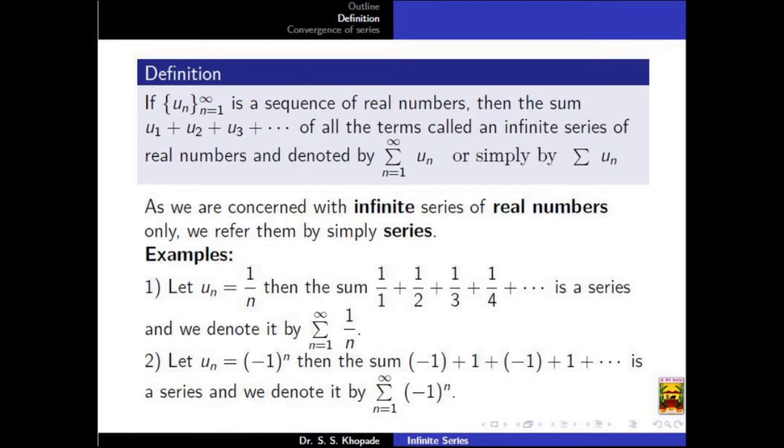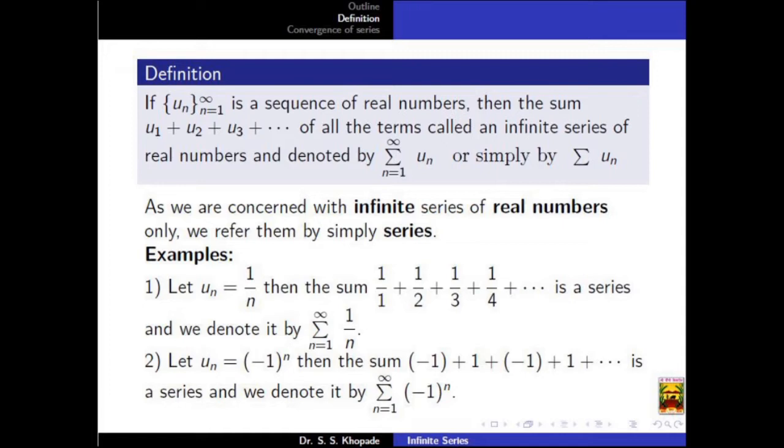Another example is, if we consider the sequence un given by the formula minus 1 raised to n. So the first term of this sequence will be minus 1 raised to 1, which is minus 1. The second term is going to be minus 1 squared, which is plus 1. The third term is minus 1 cubed, again minus 1. So likewise, the odd terms of this sequence, first, third, fifth, are minus 1, and the even numbered terms, second, fourth, sixth, are plus 1.